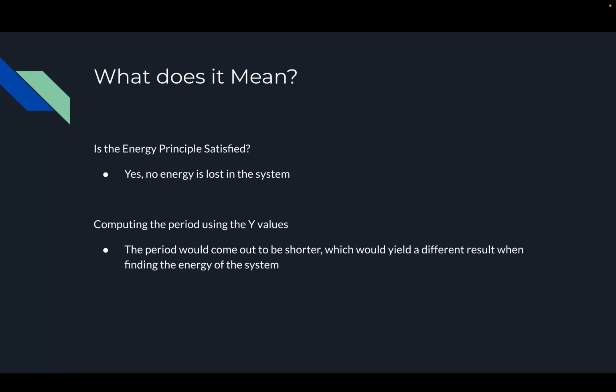Now, if we found the period of oscillation using the y values, the period would come out to be shorter, which would yield a different result when finding the energy of the system. So that's just something important to keep in mind when finding energy within an oscillating system.